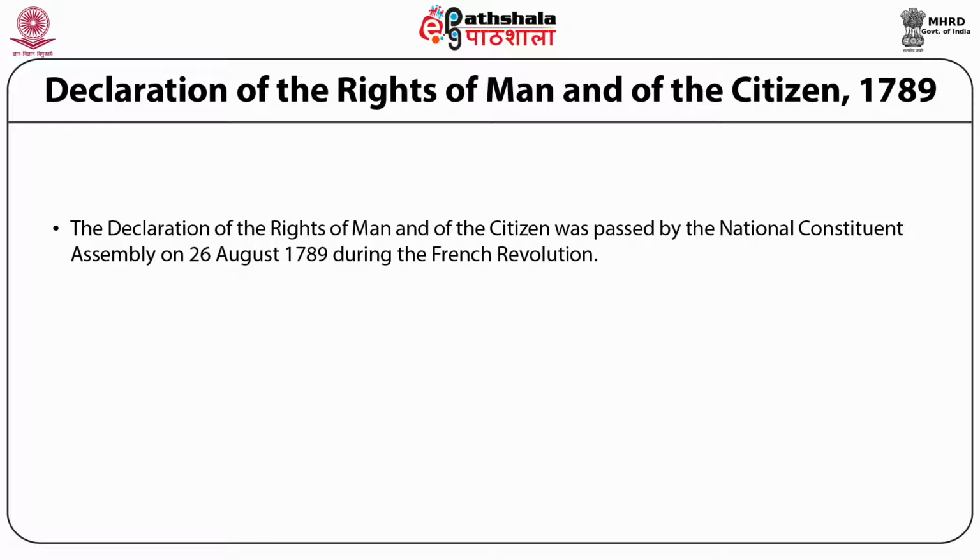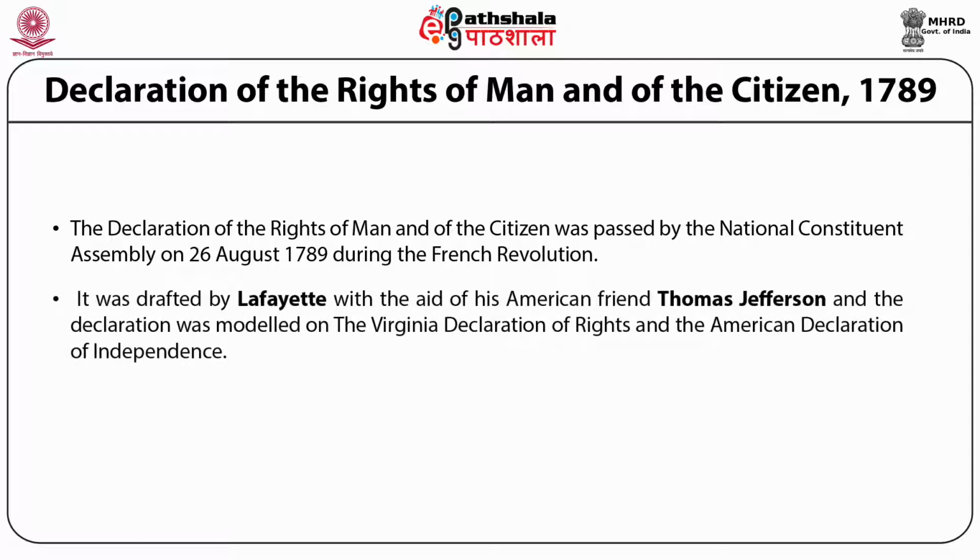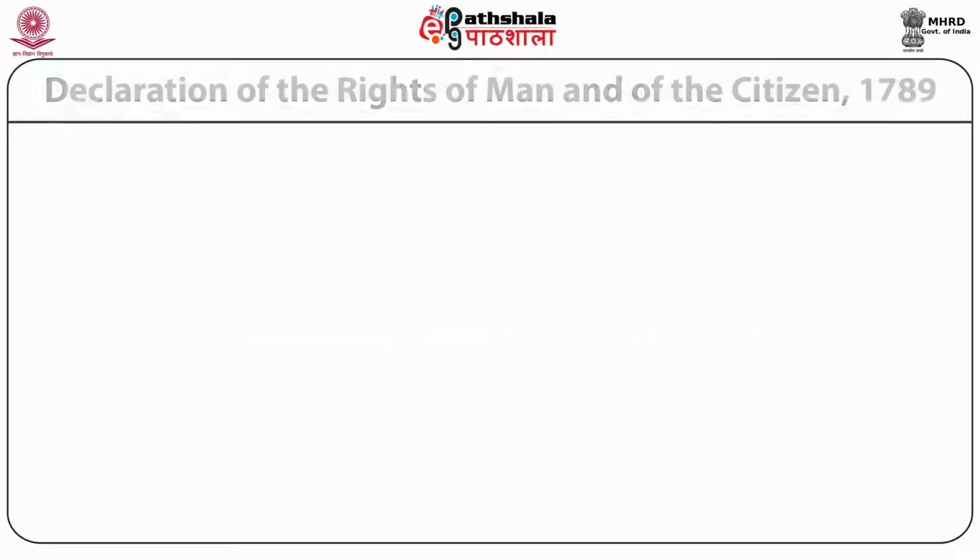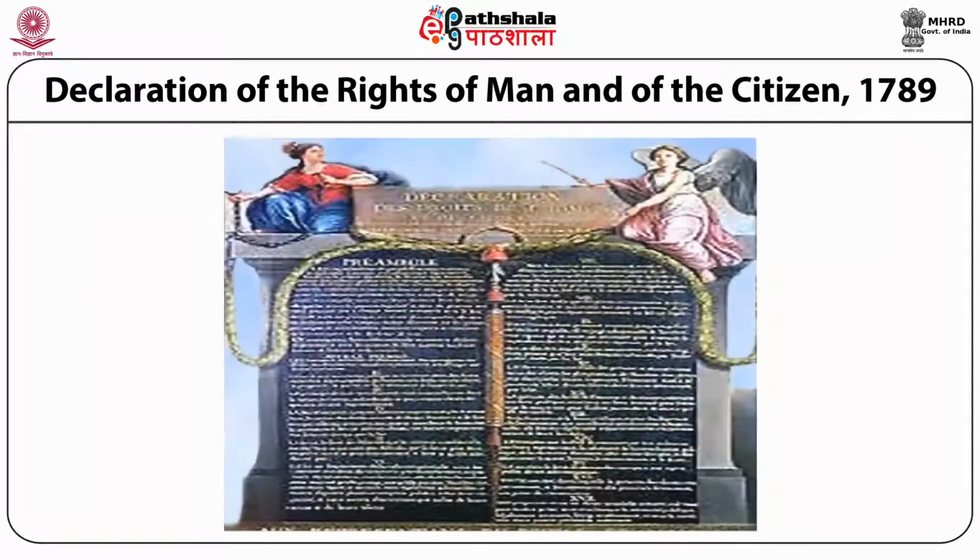The French Revolution was in full swing. The declaration was drafted by Lafayette with the aid of his American friend, the free speech champion, Thomas Jefferson. And the declaration was modeled on the Virginia Declaration of Rights and the American Declaration of Independence, which we will come to later in this module. You are now looking at an artifact of the Declaration of the Rights of Man and of the Citizen.